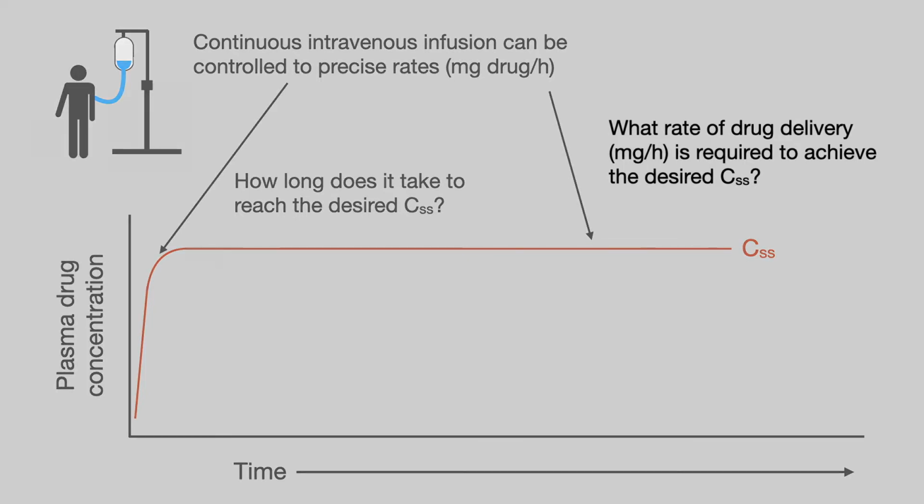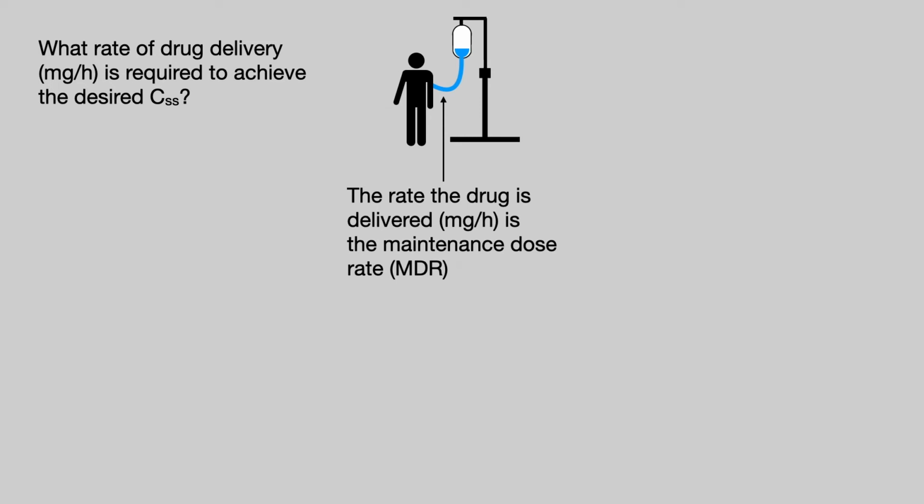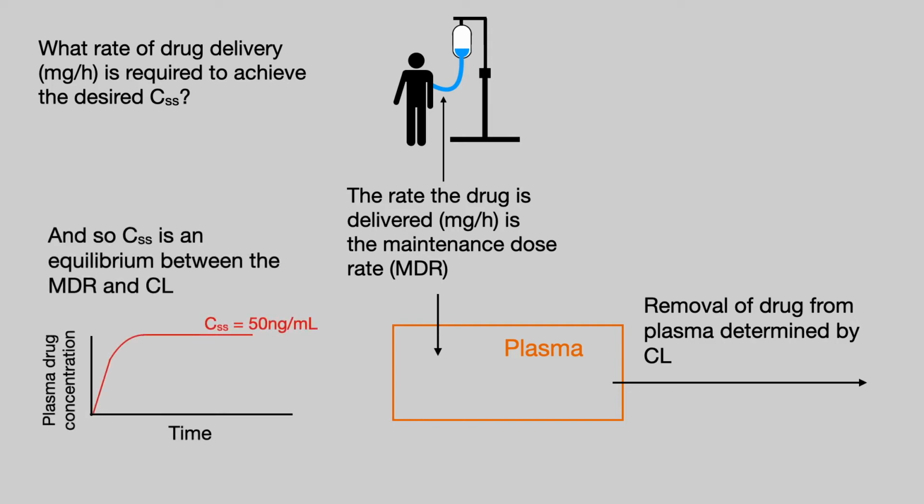Well, let's start with the rate of drug delivery in order to achieve our steady state concentration. The rate the drug is delivered in units, for example, of milligrams per hour is known as the maintenance dose rate, or MDR. The MDR is delivered into the bloodstream. It's going into plasma. The moment the drug gets into the plasma, then it's going to start to be eliminated. And removal of the drug is determined by the clearance of the drug. And so consequently, the steady state concentration is an equilibrium between the MDR and clearance.